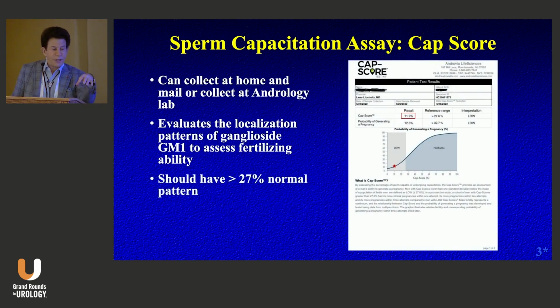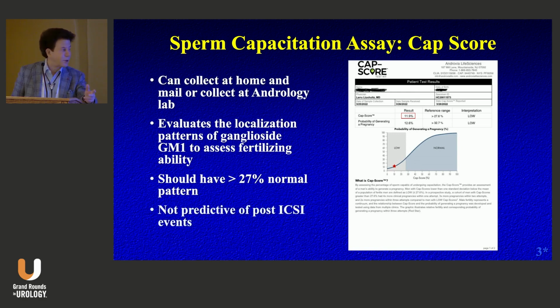And what the company has shown is that the men should have greater than 27% normal capacitated sperm. I don't know if you can see this. This man has 11%, well below their data graph here, showing that he is going to have very significant problems with spontaneous fertilization. I say spontaneous because it's not going to affect the fertility if they do IVF, because they're going to be taking the sperm and sticking them into the egg. They don't have to be capacitated.